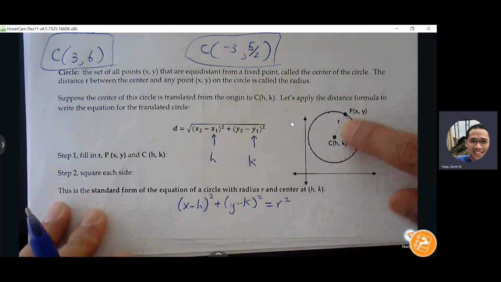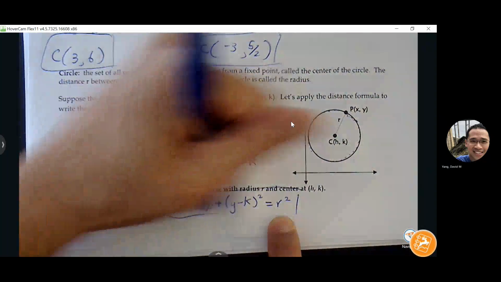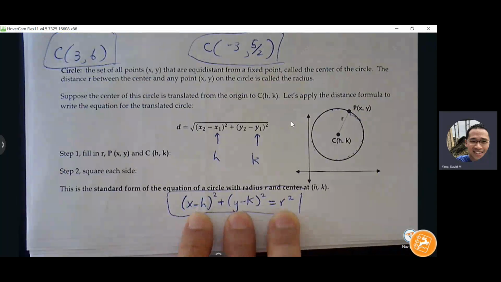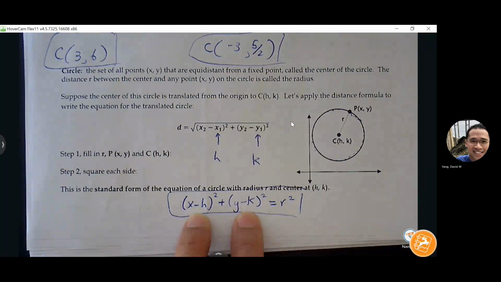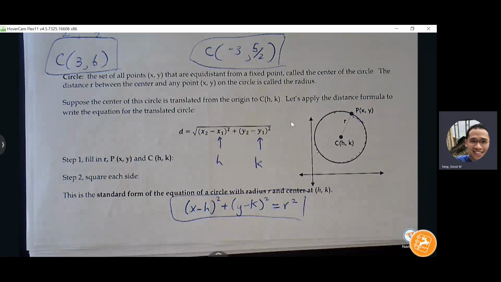Since that distance between C and P is what we're trying to find, and in this case we're going to call it the radius, you can kind of see the Pythagorean theorem formula basically rewritten, right? A squared plus B squared equals C squared has that form.